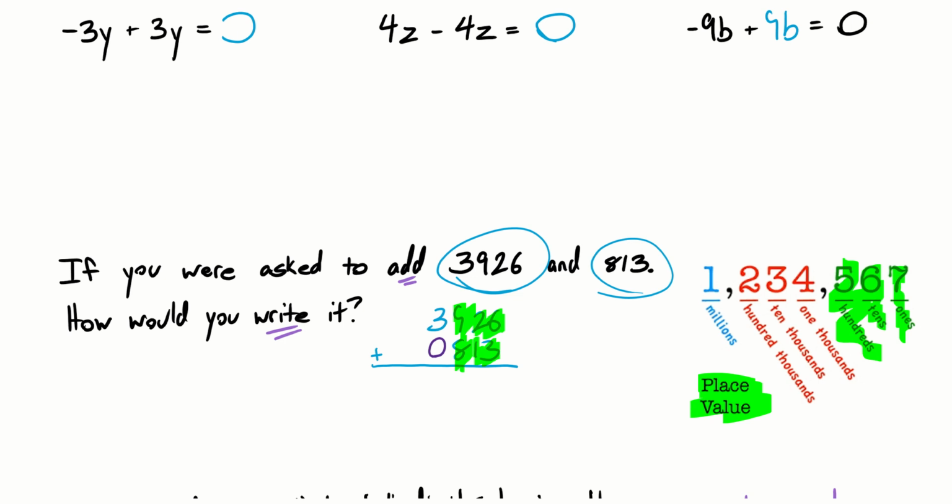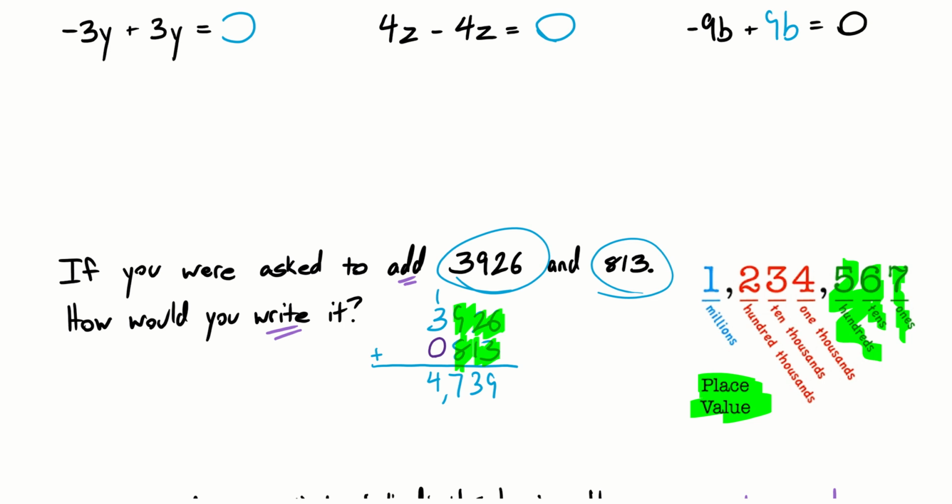Technically. And then you might recall, okay, 6 plus 3 is 9, 2 plus 1 is 3. You just add down the columns, down the place values. 9 plus 8, that's 17. So what we're going to do is carry the 1. 3 plus 1 plus 0 technically is 4, and the answer is 4,739, right? We stack them on top of each other vertically to add them together.